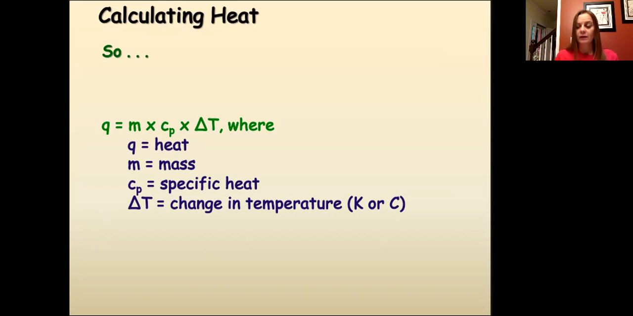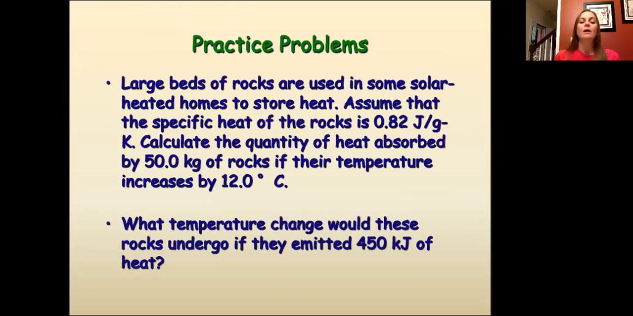So let's take a look at a couple of practice problems. Our first one refers to the idea that in some areas, solar heated homes use large beds of rocks to store heat. We're told that the specific heat of the rocks is 0.82 joules per gram Kelvin, and it asks us to calculate the quantity of heat absorbed by 50 kilograms of rocks if their temperature increases by 12 degrees Celsius.